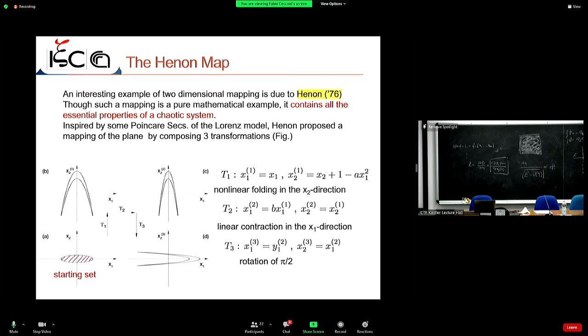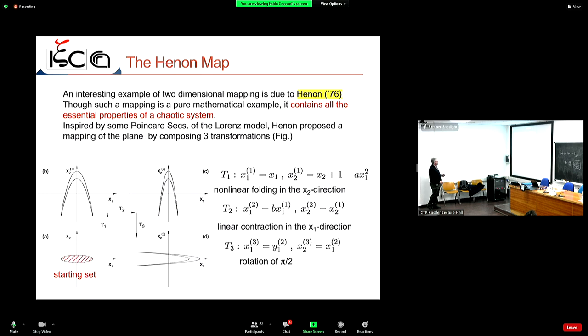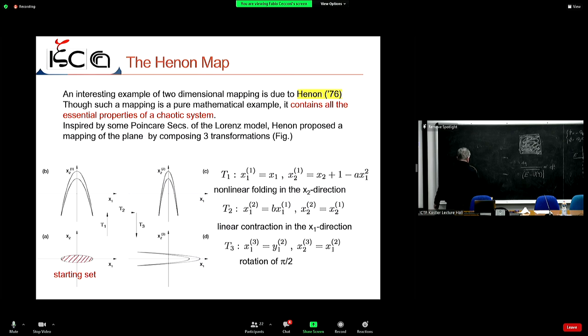It was introduced in 1976 by Henon, who took inspiration from a Poincaré section of some Hamiltonian systems, of the Lorenz maps. So Henon proposed a mapping on the plane which is a composition of three different transformations. You compose them and see what happens at the end. First, there is a nonlinear folding in the x direction. Consider the starting set: I take an ellipse, and my starting set is all the points contained inside this ellipse.